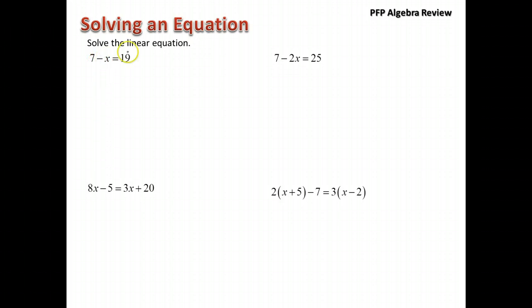Two options here. We can add the x over to the other side, or we could take away 7 from both sides. Let's take away 7. If we take away 7 from both sides, what we have is a negative x equals a positive 12. And this is like a negative 1 multiplied by x. We can divide by negative 1. And we have our answer that x is negative 12.